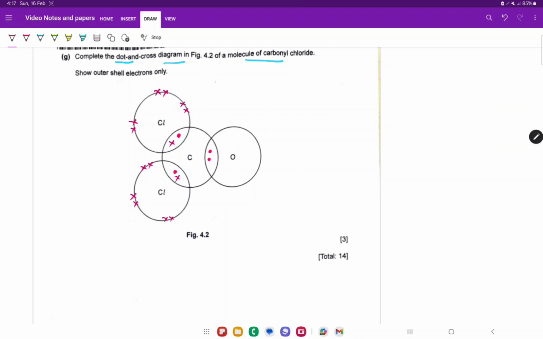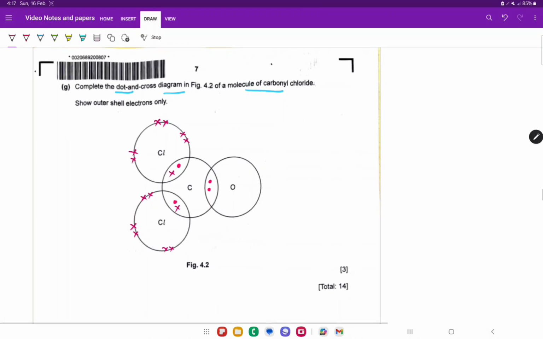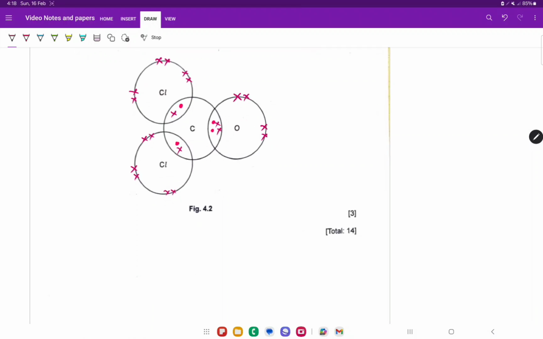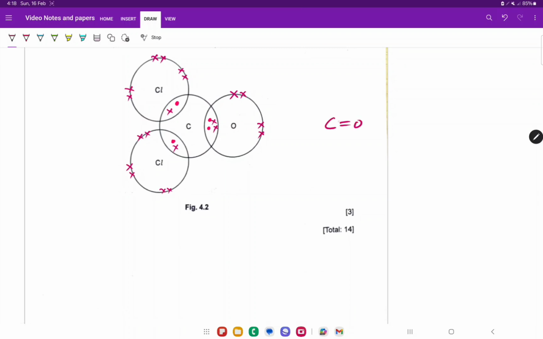Oxygen has 6 electrons in the outermost shell. Out of that, it has shared 2 electrons with carbon. The oxygen will have 1, 2, 3, 4, and then 5 and then 6. This will be the diagram of COCl2, C double bond O, Cl, Cl, carbonyl chloride.